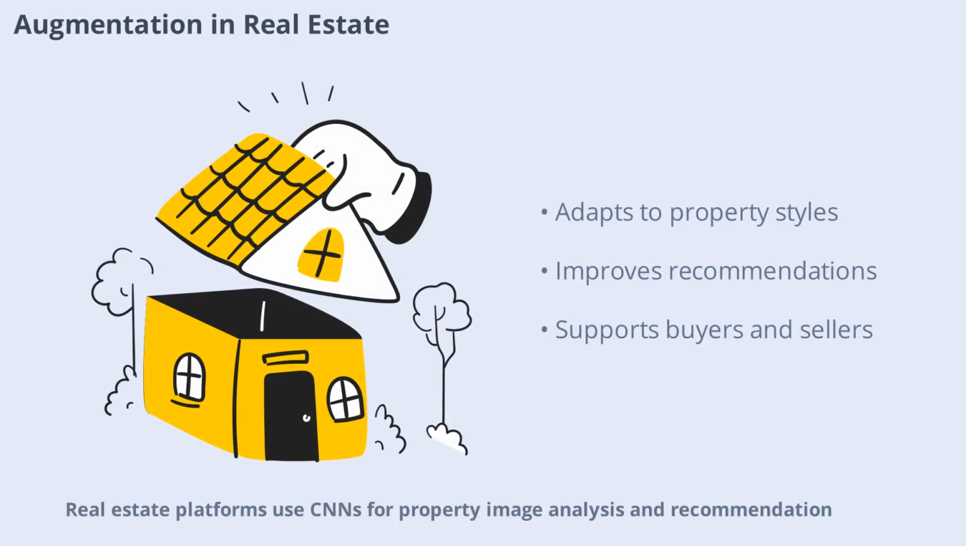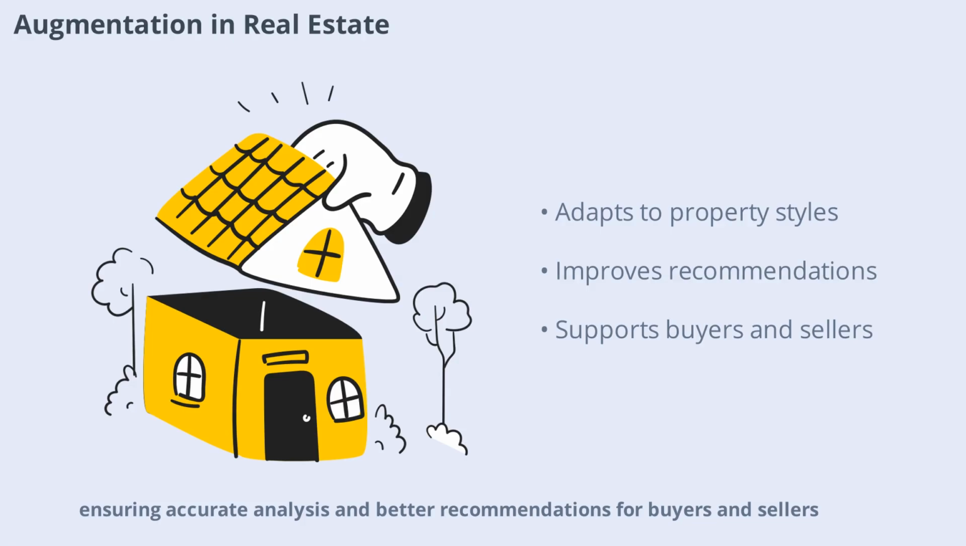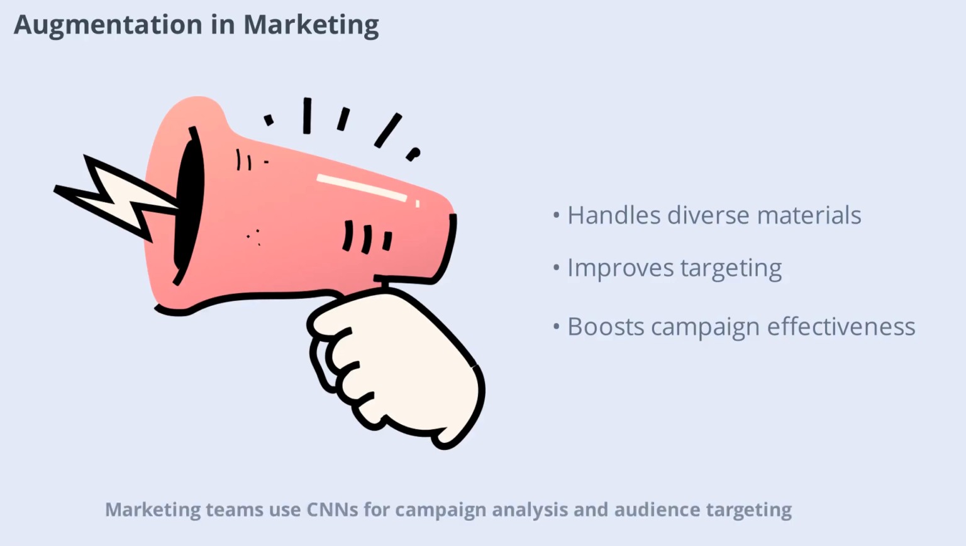Real estate platforms use CNNs for property image analysis and recommendation. Data augmentation helps models adapt to different property styles, lighting, and image qualities, ensuring accurate analysis and better recommendations for buyers and sellers. Marketing teams use CNNs for campaign analysis and audience targeting.